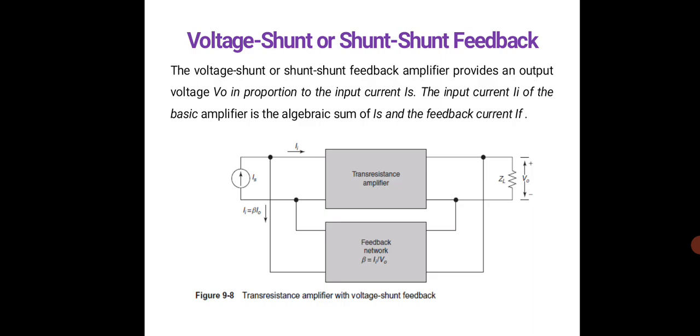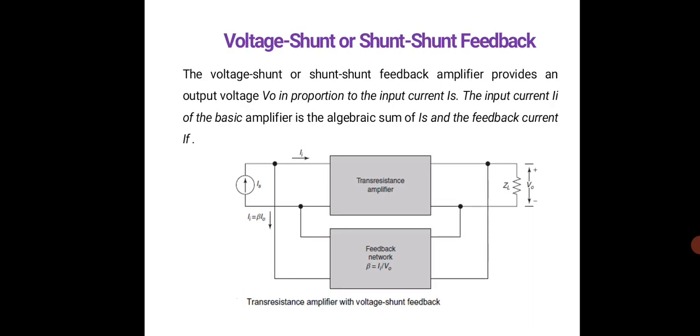The last one is voltage shunt or shunt shunt feedback. The voltage shunt feedback amplifier provides an output voltage V0 which is in proportion to the input current Is. The input current Ii of the basic amplifier is the algebraic sum of Is, that is the source current, and the feedback current If. You can see here, this is a transresistance amplifier, and the feedback network has a beta value of If by V0. So voltage shunt feedback represents a transresistance amplifier.